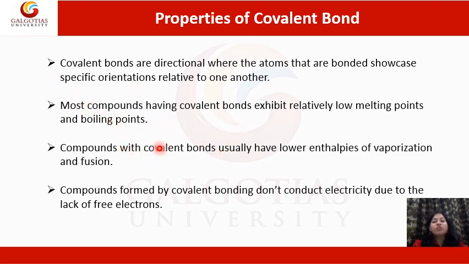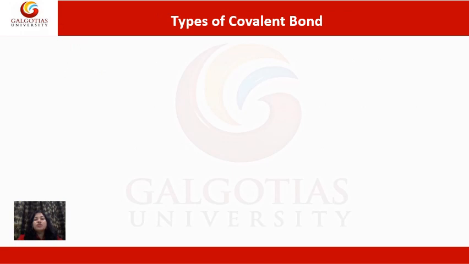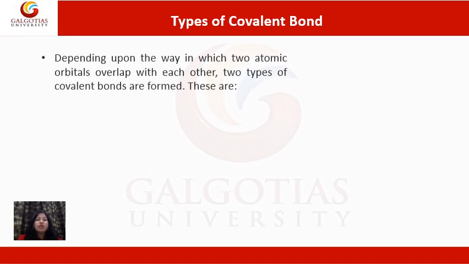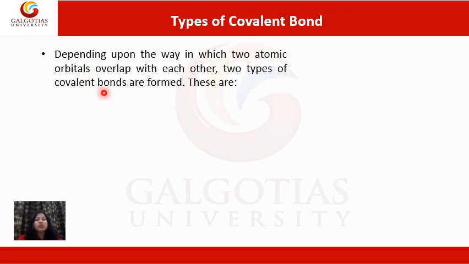Compounds with covalent bonds usually have lower enthalpies of vaporization and fusion. Compounds formed by covalent bonding do not conduct electricity due to lack of free electrons. Types of covalent bond: depending upon the way in which two atomic orbitals overlap with each other, two types of covalent bonds are formed. These are sigma and pi bonds.